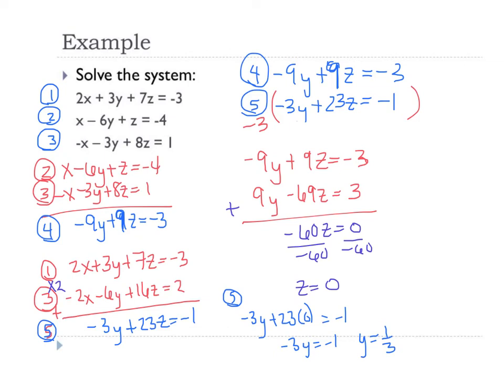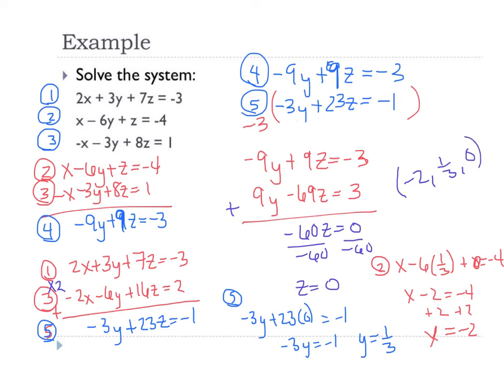And now you go back to one of the original 1, 2, or 3 to find x. So let's just do equation 2. It's going to be x minus 6 times 1/3 plus 0 equals negative 4. So x minus 2 equals negative 4. x equals negative 2. Okay, and remembering that your answer is an ordered triple, that would be x, y, z. And check it in all three of them. It should work in all three.